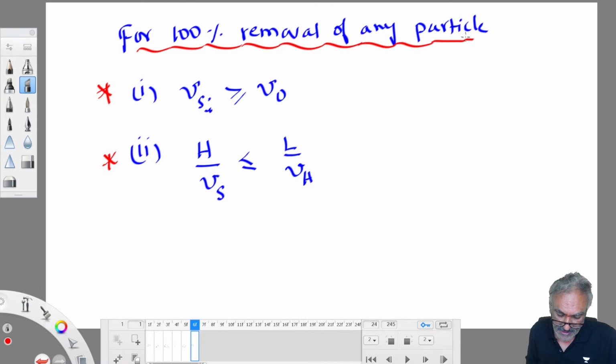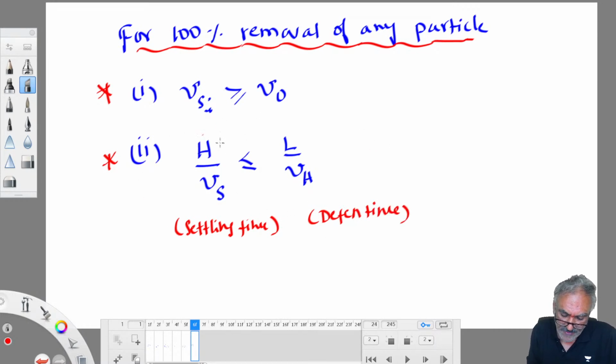This is called settling time of the particle, and this is detention time. Settling time of the particle should be less than detention time. Detention time is related to the sedimentation tank. Settling time, or settling velocity, is related to the particle. V0 is related to the sedimentation tank. So with the sedimentation tank property and particle property, when the best compatibility occurs between them, the best removal happens.